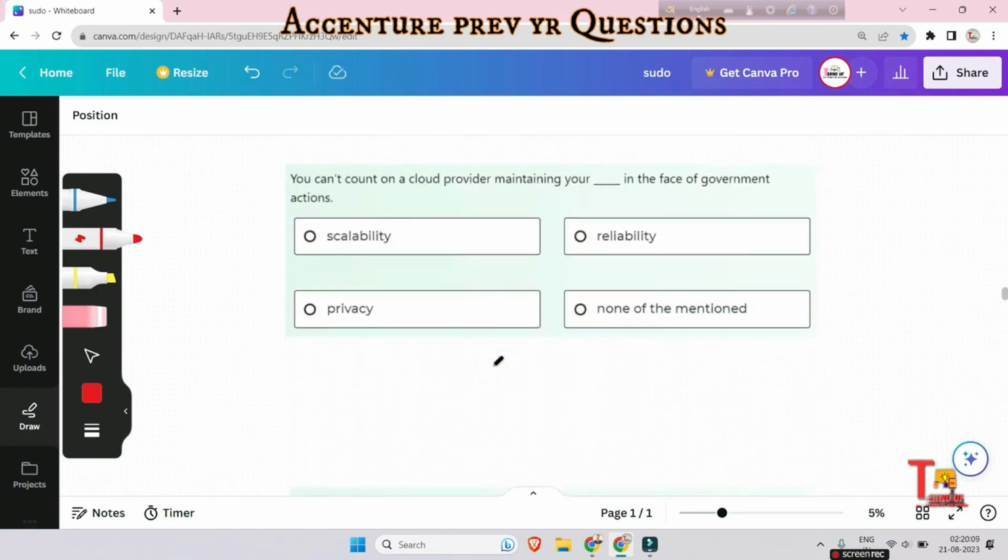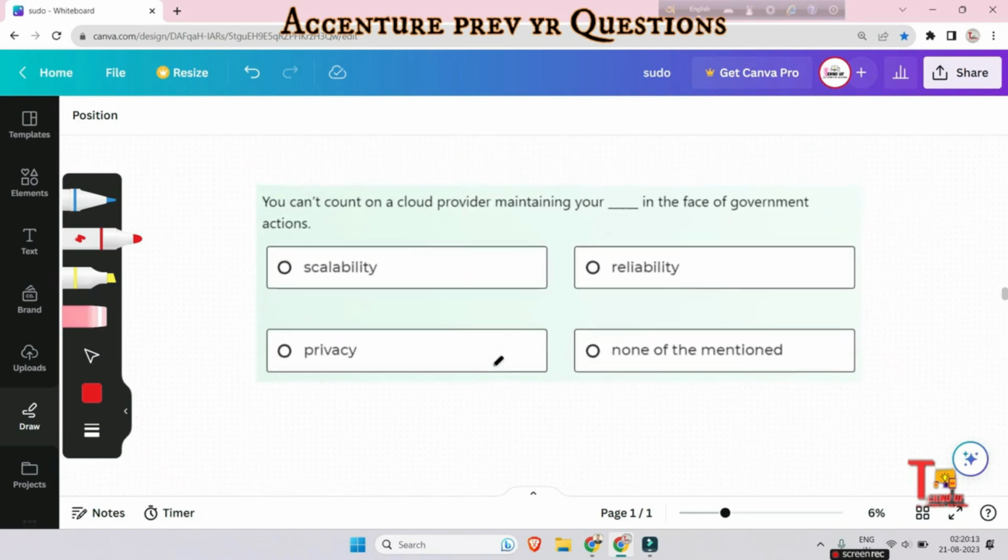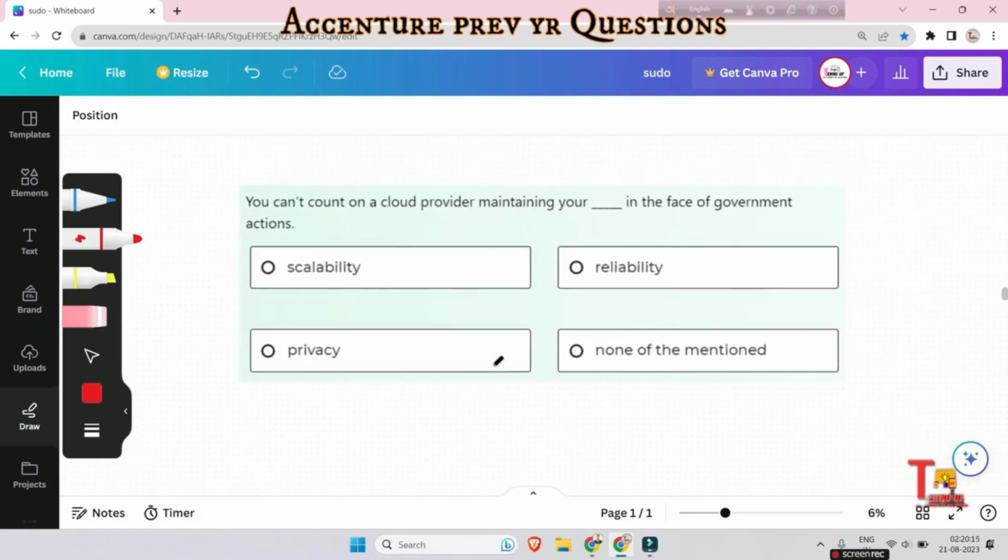The next question is, you can't count on a cloud provider maintaining your dash in the face of government action. Scalability, privacy, reliability, or none of the mentioned. Which will be the answer? The answer will be privacy. The cloud computing industry actually continues to address security concerns. Just keep this in mind.